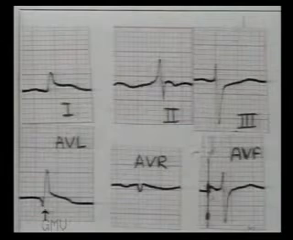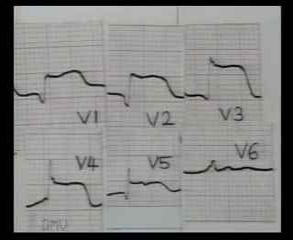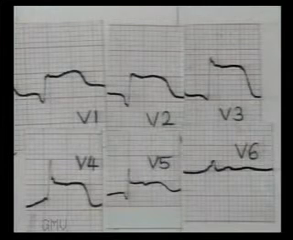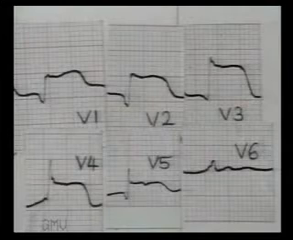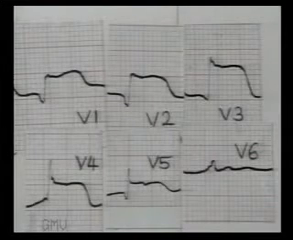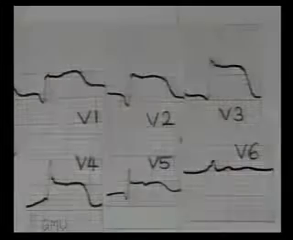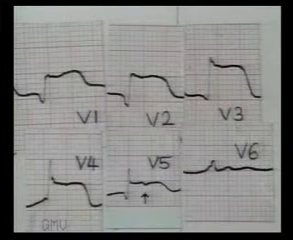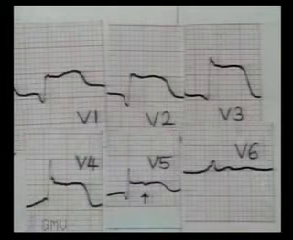Now come to chest leads. There is gross elevation of ST segments up to 7 millimeters from lead 1 to lead V5, suggesting a fresh anterior wall infarct. The T waves are upright, so it is less than 1 day old. Observe particularly in lead V5, plain ST elevation and a notch demarcating it from the T wave.